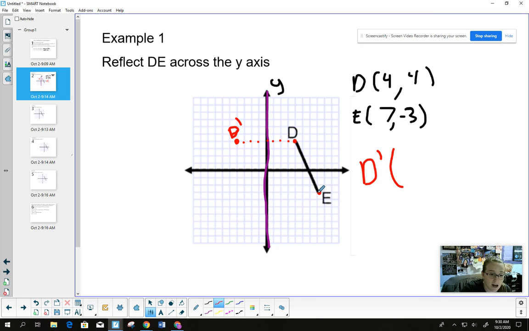So go ahead and count how far away E is from the y-axis.